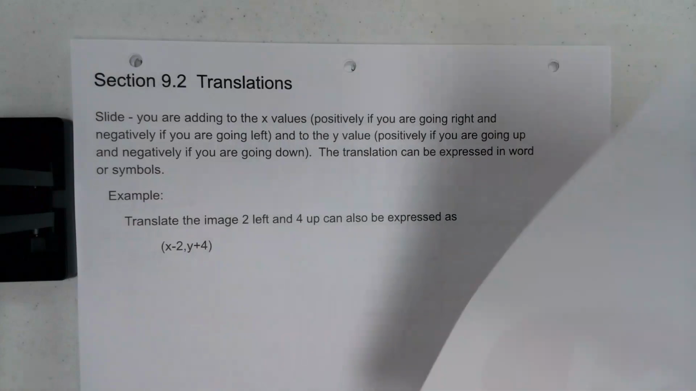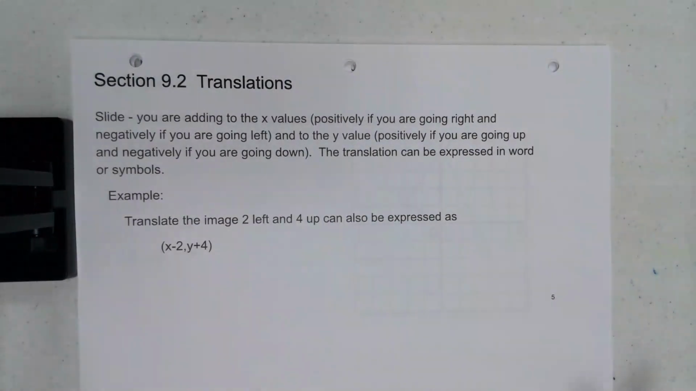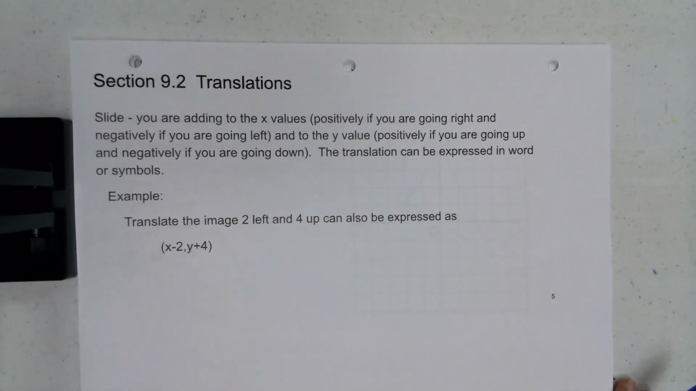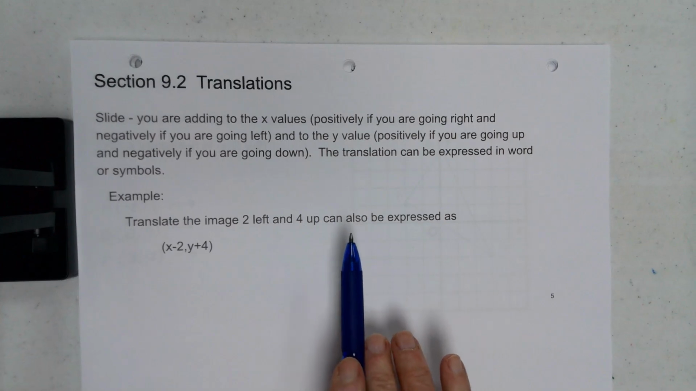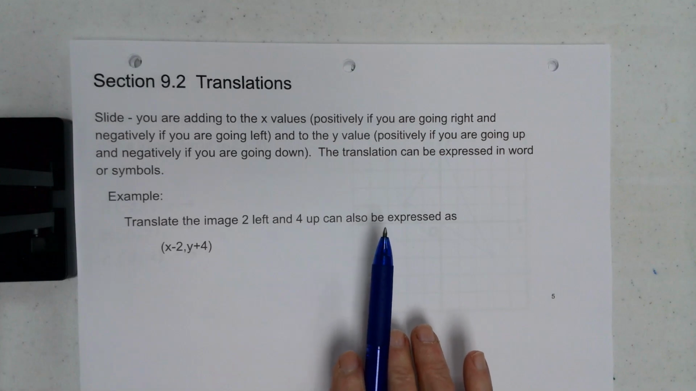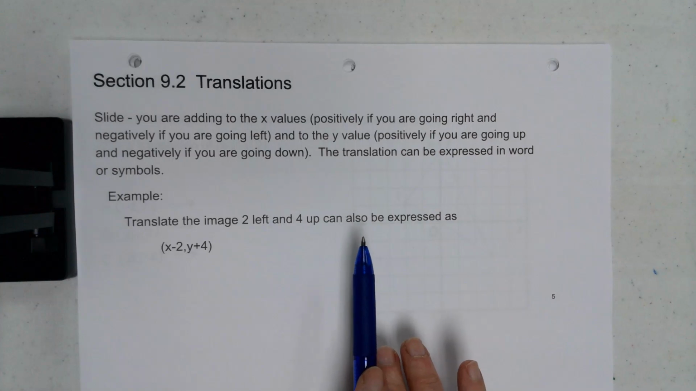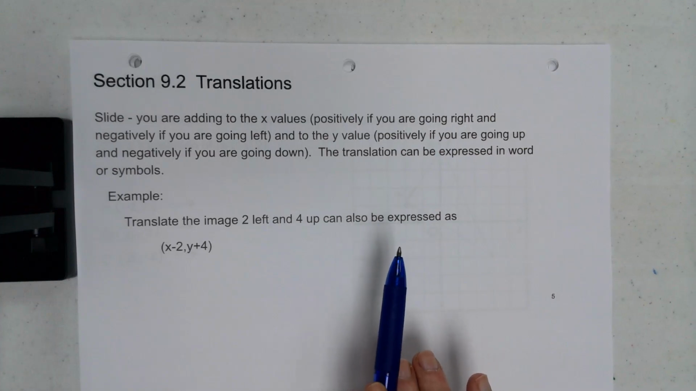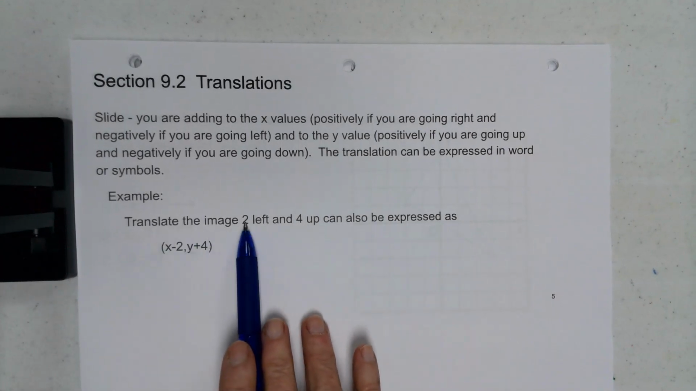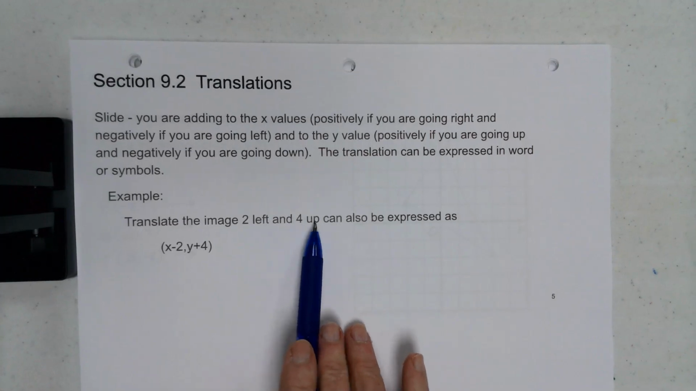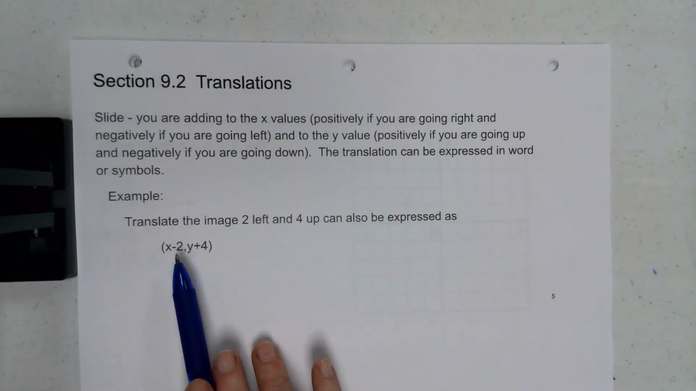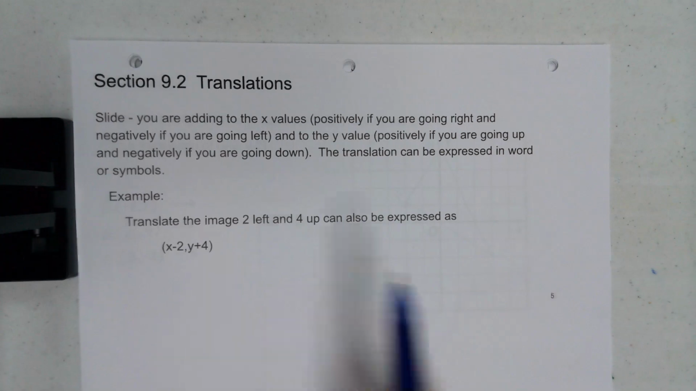The next transformation we talked about was translation. Translation is like a slide. So you're adding to the x value positively if you're going right, negatively if you're going left. You add to the y value positively if you're going up, and negatively if you're going down. The translation can be expressed in words or symbols. So I might write this out: translate the image 2 left and 4 up. But that can also be expressed as x minus 2, or x plus a negative 2, and y plus 4.